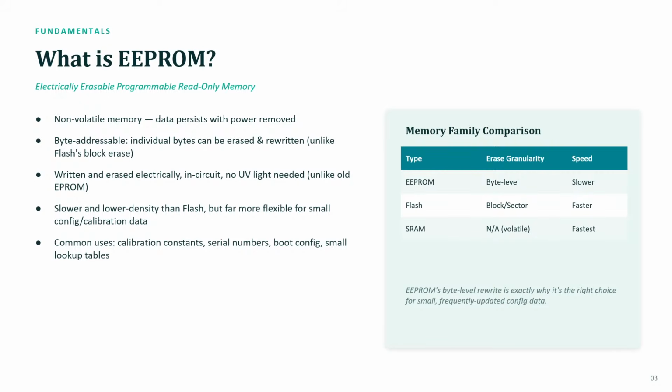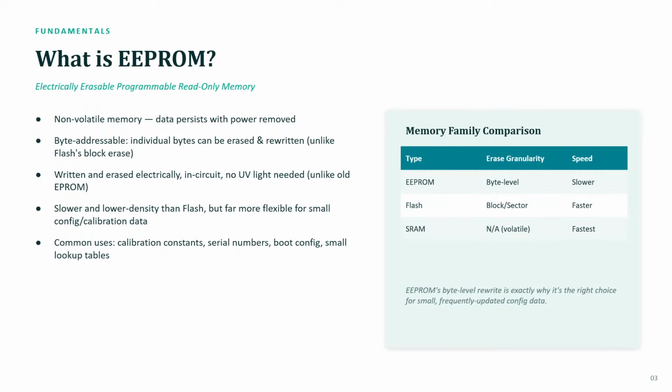If you have learned about different kinds of memory architectures, you might have seen erasing memory using UV light and different techniques. In the case of EEPROM, you can erase the memory using electrical signals. It is slower and lower density compared to flash memory, but it is more flexible for small configuration or calibration data. This is what I was talking about with the PCI compliant device example, which has some configuration data storage. You can store constants, serial numbers, boot configuration, or small lookup tables.